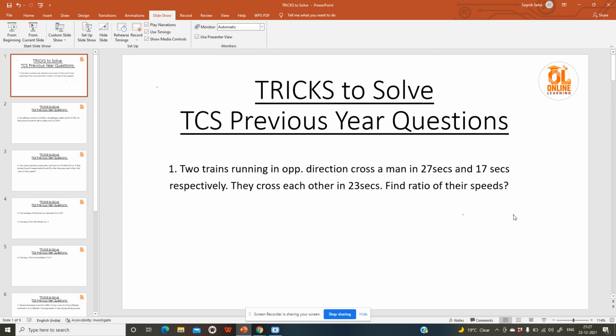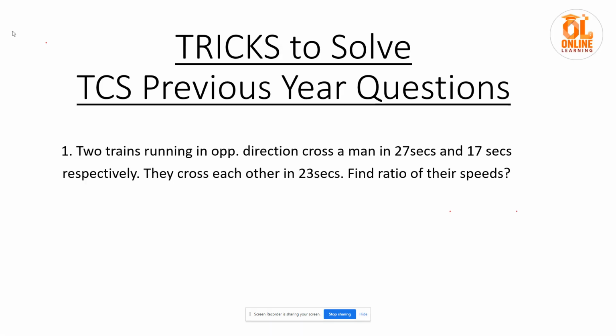Today we are going to discuss the tricks to solve the previous year TCS questions. I will discuss the tricks because most of you have faced the problem of solving a particular question in the limited time provided by the TCS. So today we will see how by applying these tricks or by the logics you can easily solve this question in 15 to 30 seconds.